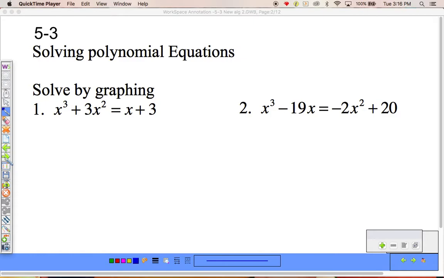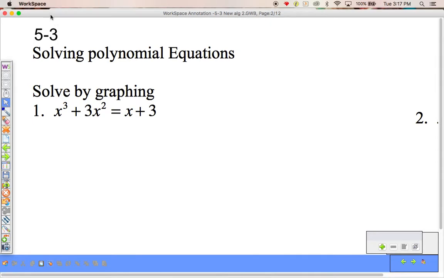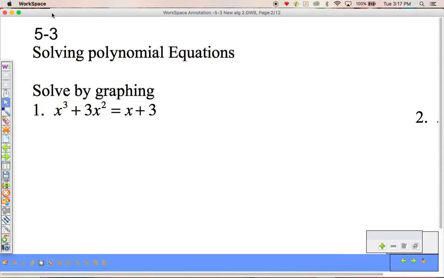All right, so what we're going to do, we're going to solve by graphing x to the third plus 3x squared equals x plus 3. When I ask you to solve by graphing, what we're going to do is we're going to set it equal to 0.